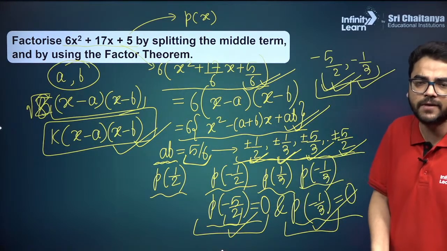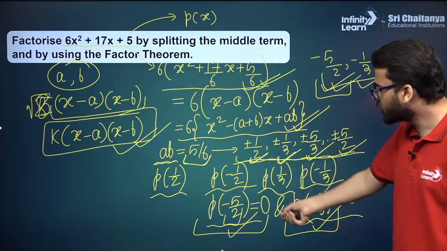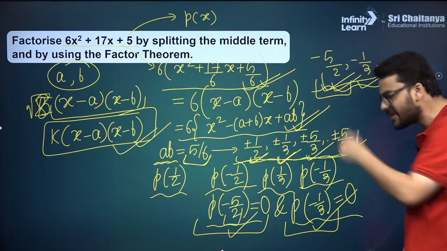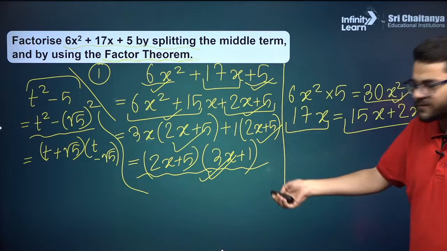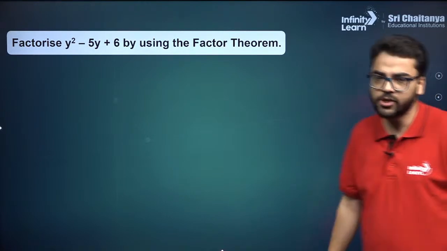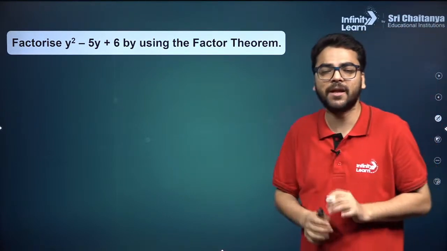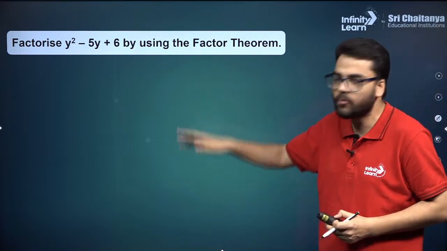That is the meaning of the factor theorem. I hope it is clear, right? And also we know that this answer is correct. The reason being, we have already factorized it using the splitting the middle term in the previous slide. So minus 5 by 2 and minus 1 by 3, therefore we are getting. So can you do this question using factor theorem? Try not factorizing it using the splitting the middle term. You already know that. Try using the factor theorem only.